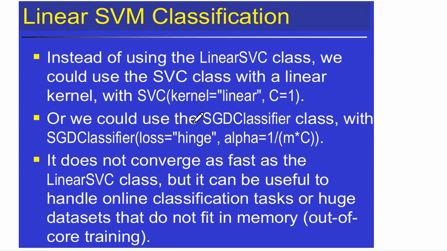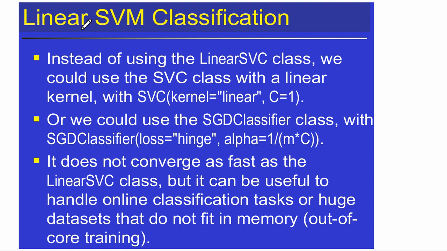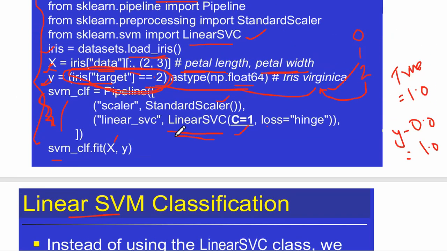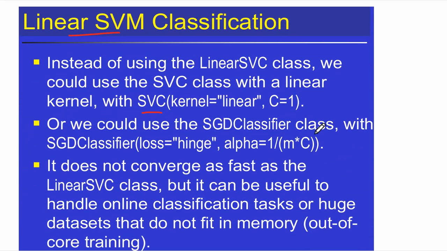As already discussed, we may implement linear SVM classification either by using the LinearSVC class, or also with the help of the SVC function. Here, instead of the LinearSVC function, we may replace it with the function called SVC. From the SVC function also we may implement the linear SVM classification, but here we pass kernel equal to linear. As we already discussed, C is a regularization parameter. It may be 1 or some other value.